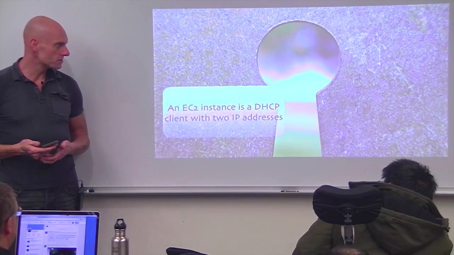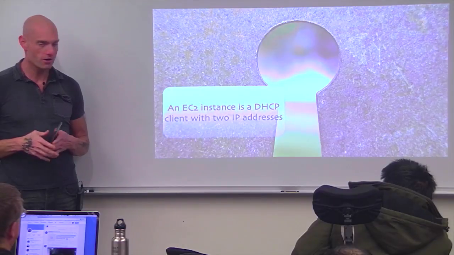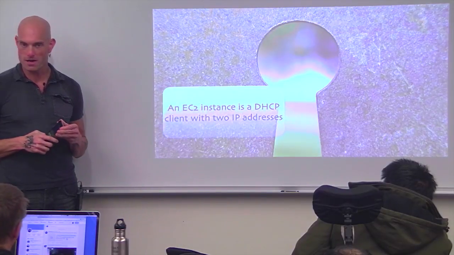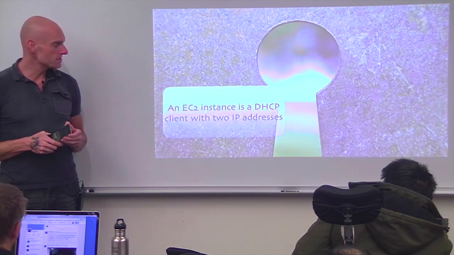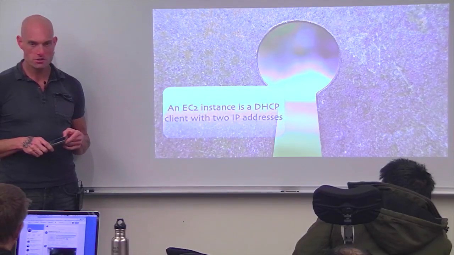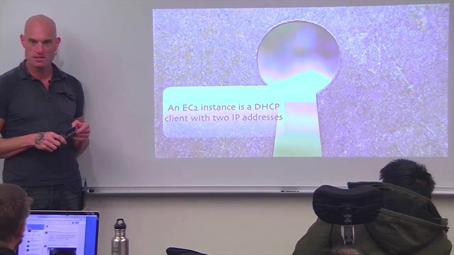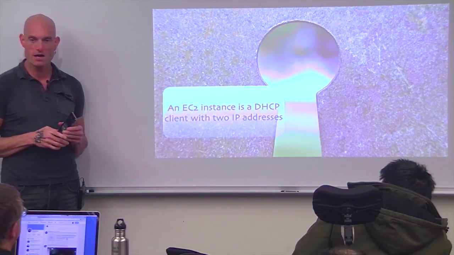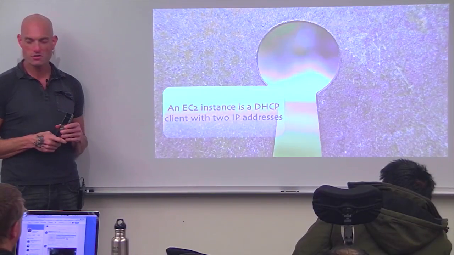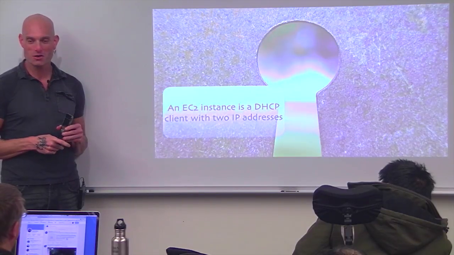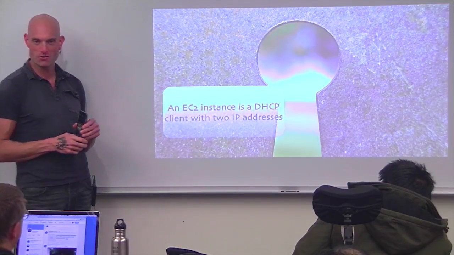EC2 instances are all DHCP clients, Dynamic Host Configuration Protocol, which is how IP addresses get dynamically assigned. Every EC2 instance gets two IPs. It gets a non-routable RFC 1918 IP, something in the 10 dot space, the 172.16 space, or the 192.168 space.